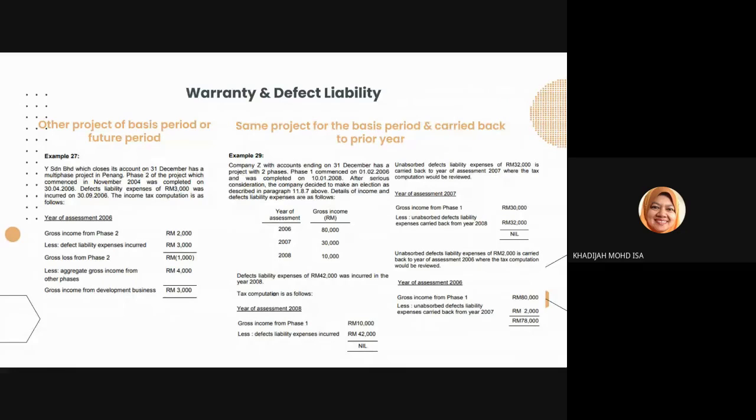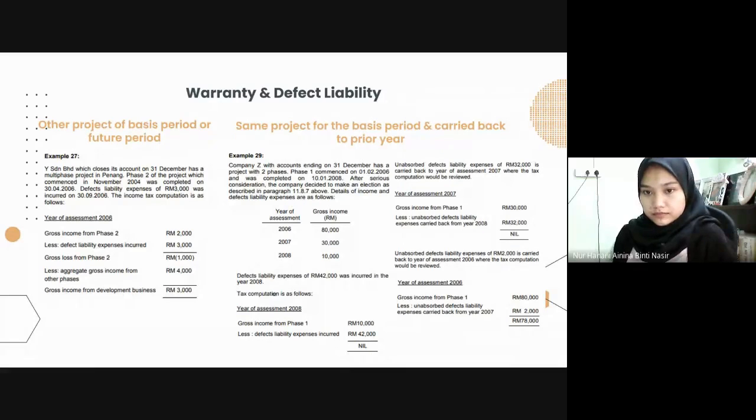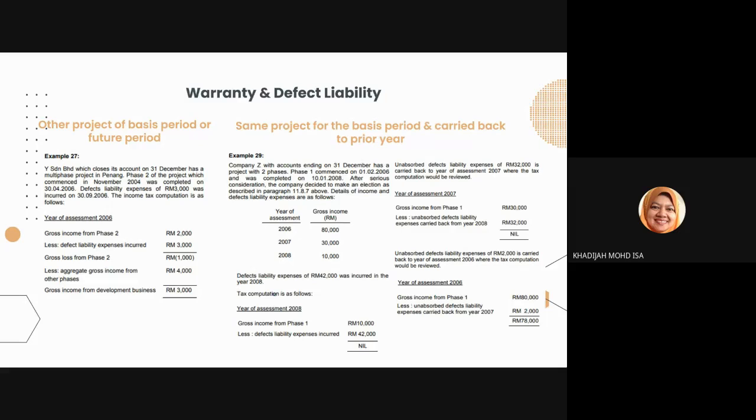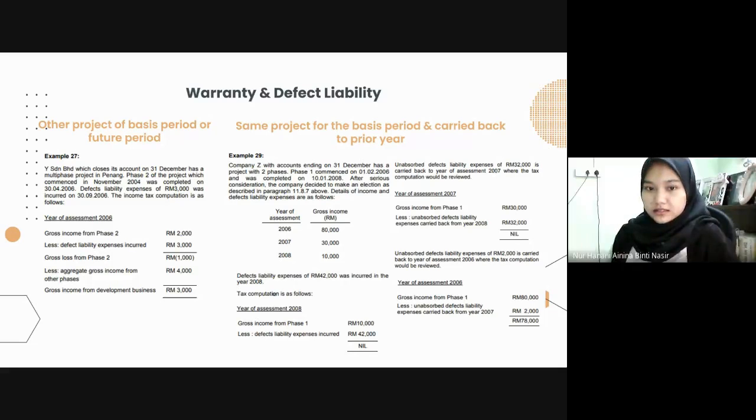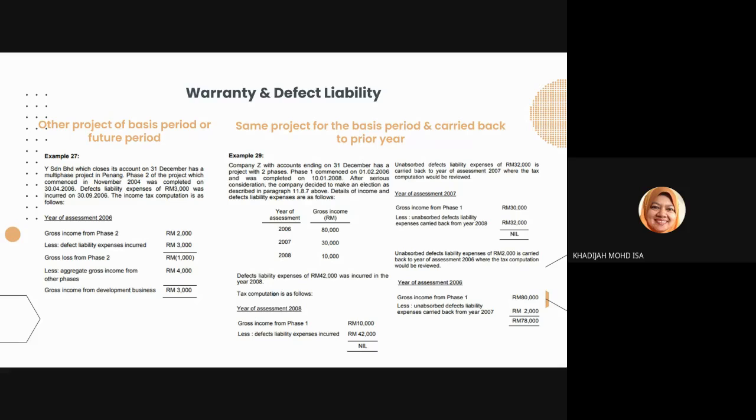As we can see, Shakirin. Okay, just to get this. In 2008, you have income from phase 1 of 10,000, but your defect liability expenses is 42,000, right? So because of that, your adjusted income is nil. But that loss of 42,000 is more than your income. So the adjusted loss actually is 32,000 that you carry forward to next year. Isn't it? The 32,000 is from 42, right? Where do you get that 2007 32,000?